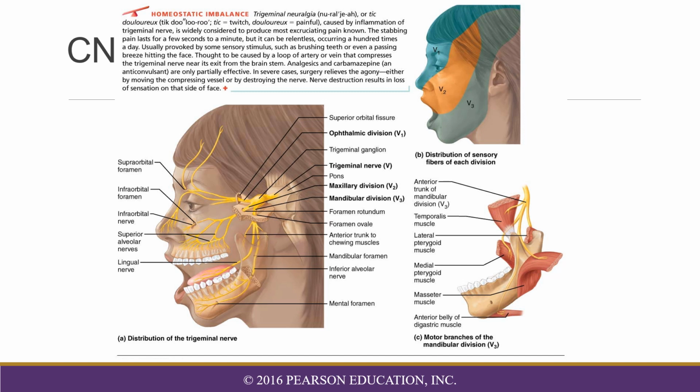Analgesics, or pain relief, and certain meds, anticonvulsants, are only partially effective in severe cases. Surgery relieves the agony either by moving the compressing vessel or destroying the nerve. Nerve destruction results in loss of sensation on that side of the face. I'm going to adjust them. If they're safe to adjust, I'm adjusting. Especially upper cervical, because again, remember where that trigeminal nucleus is going. This is why we have an effect on them and why we want to study our anatomy.